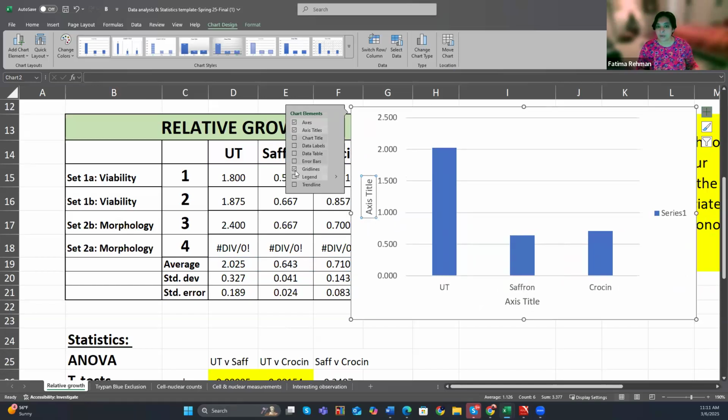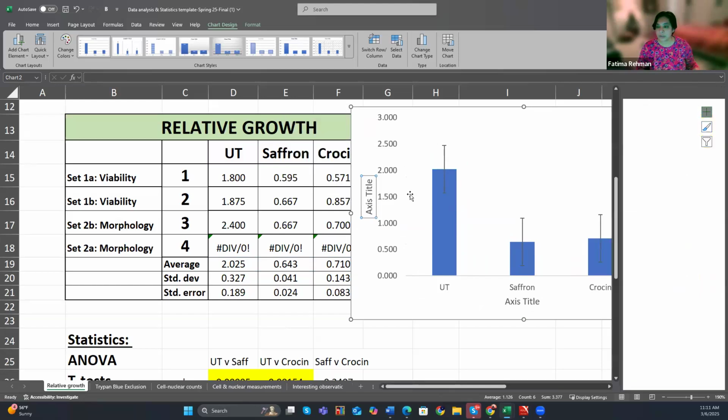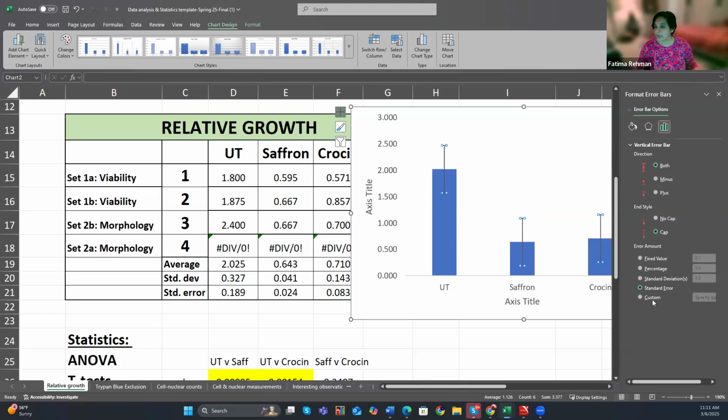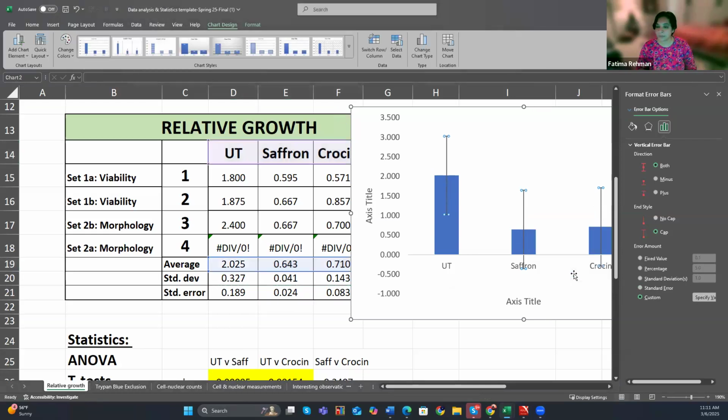Then you need to remove the grid lines. You need to add the legend. You need to add the error bars. When you get to the error bars, you're going to click and go to more options. You're going to have both sides. You're going to do custom, specify value. Again, just like the ANOVA tool pack, this is another thing that you cannot have access to in the online version of Excel, you'll need the full version. Everything else for the graph, you should be able to do without it.